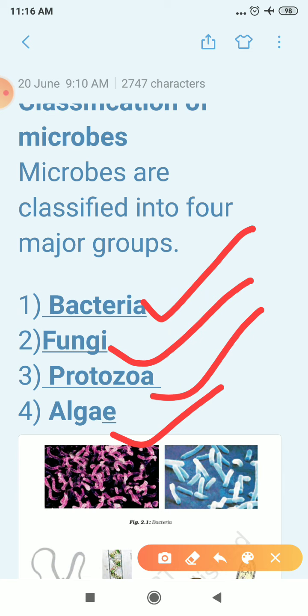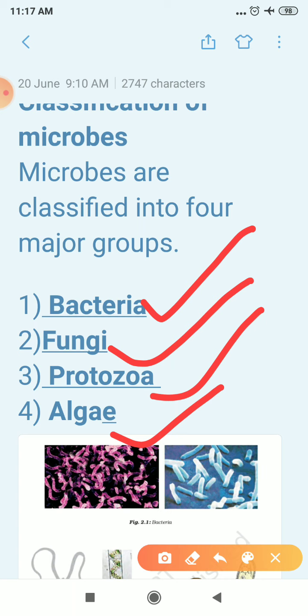I think you will be wondering why virus is not present in this group. Because viruses are microscopic, but they are not considered microorganisms. Why? Because they cannot live on their own. They need a host cell to reproduce. That we will discuss later.